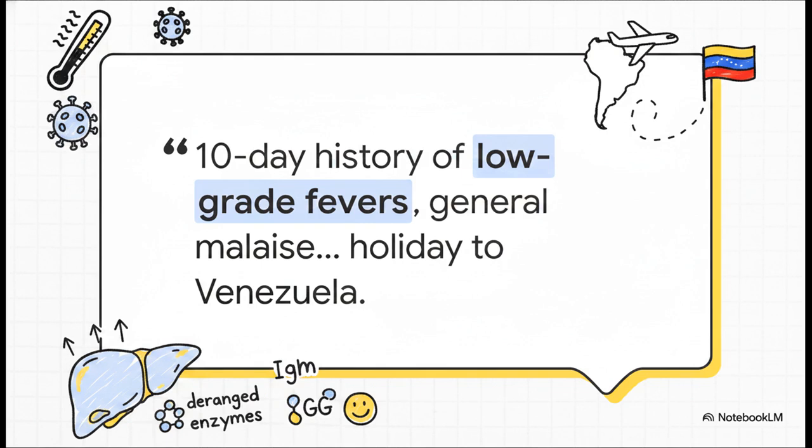Ultimately, serology revealed a positive IgM and IgG for hepatitis A. This is a classic presentation that perfectly illustrates how travel history, combined with those specific liver enzyme derangements, points us directly toward an acute hepatotropic viral infection.